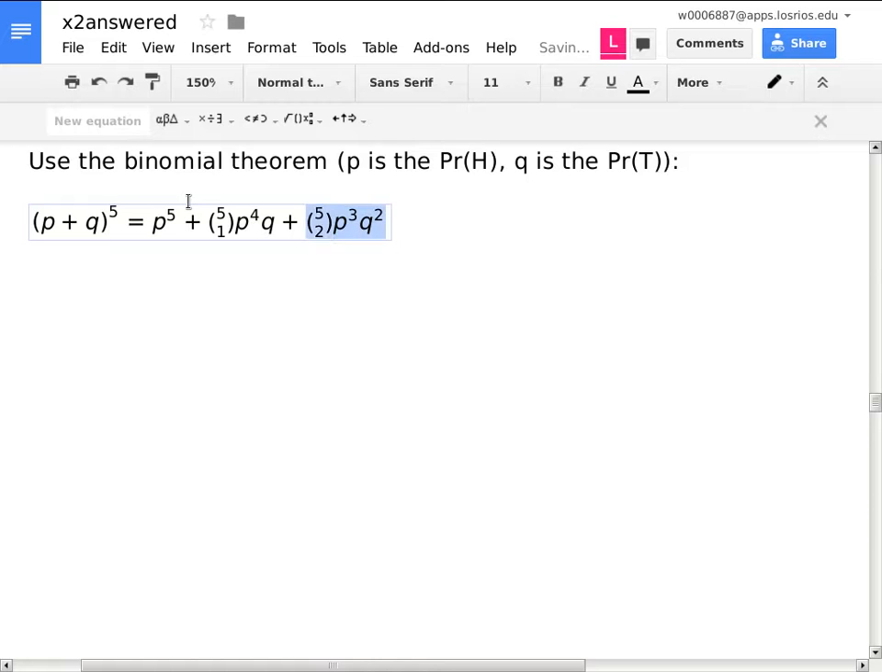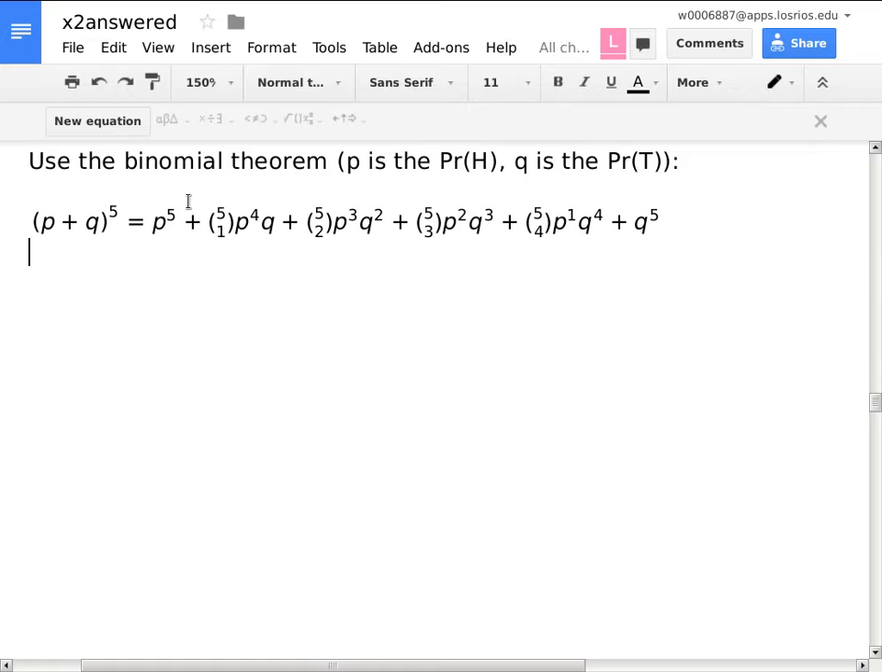There we go. And then we can copy, paste. So the next one up is going to be 5 choose 3, P to the power of 2, and Q to the power of 3. And then we have 5 choose 4, P to the power of 1, Q to the power of 4. And then the last one is just Q to the power of 5. There we go. So how is this going to help us?